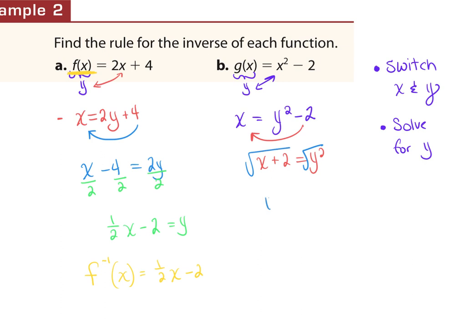So now I have y by itself, but anytime I take a square root with a variable involved, I have to consider the positive and negative root of what I did. So that is positive and negative root of x plus 2. My final step is just to rewrite my notation. I had a g of x. I'm going to say g inverse of x equals positive and negative root of x plus 2.